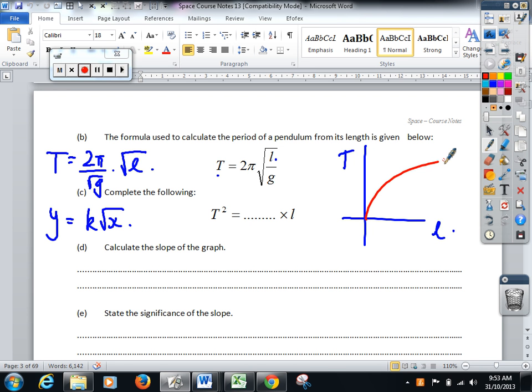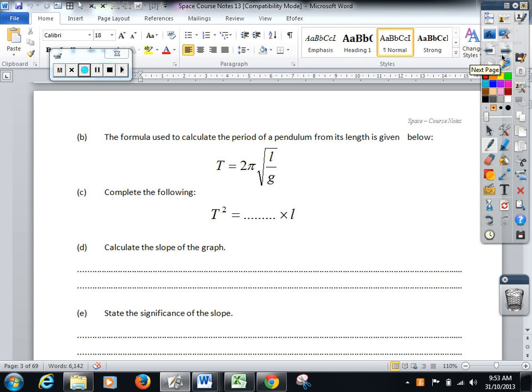So what we're going to do, to get a straight line, is we need y equals mx plus b. But hopefully the plus b will be 0, so it will go through the origin. Remember T is the variable on the vertical axis, and L is the variable on the horizontal axis. So we're going to square both sides of this equation, so that we get rid of the square root. So we no longer have a square root function. In doing that, I'm going to write down how you do it. Please make sure you can do this yourself. So squaring both sides, you get T squared equals 4 pi squared L on G.